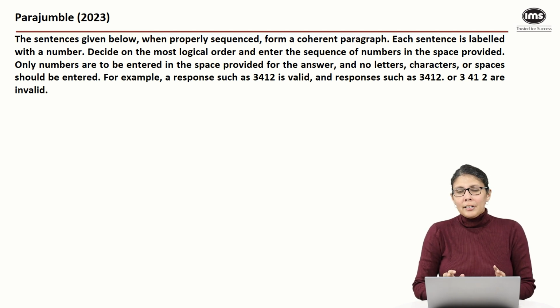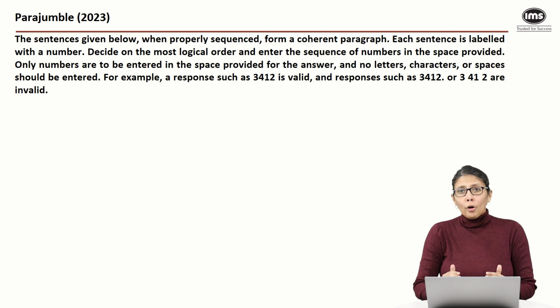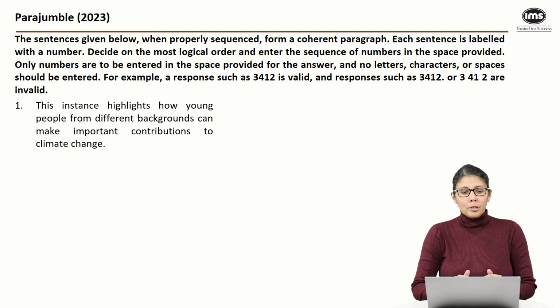So what I would advise you from this question onwards is to pause the video, try to solve the question on your own, and then see if your thought process is similar to what we also advise. So we're going to use the sort-link sequence strategy to solve this question as well. Let's take a look at our first statement. This instance highlights how young people from different backgrounds can make important contributions to climate change.